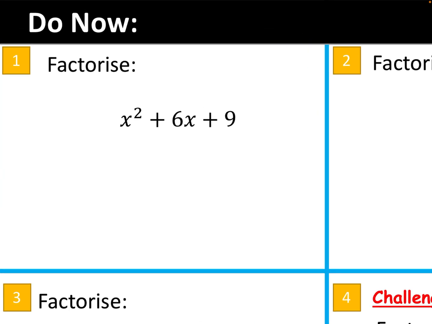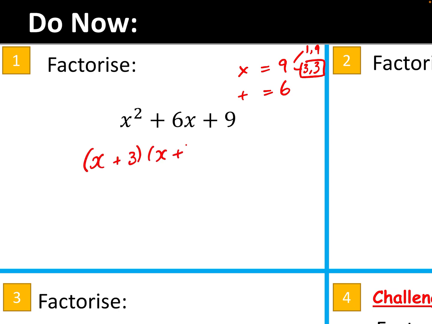Okay, welcome back. When factorising a quadratic equation with no coefficient of x squared, we simply need to look at these two numbers. I want to find two numbers that multiply to give me 9 and add to give me 6. Listing the factors of 9, I can get 1 and 9. I can also get 3 and 3. 3 and 3 are the two that will add up to give me 6. Therefore, my factorisation is going to be x plus 3, x plus 3.